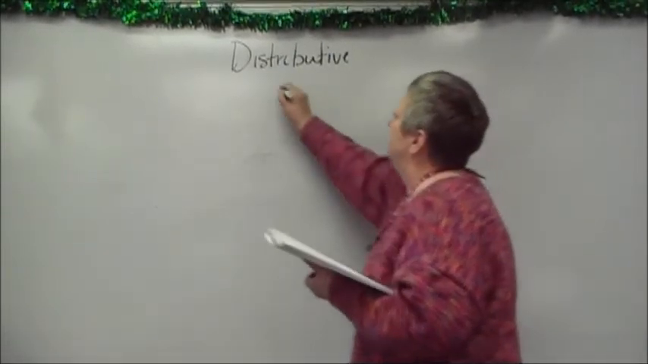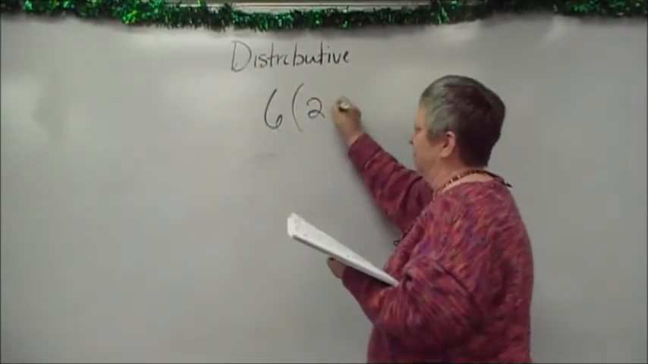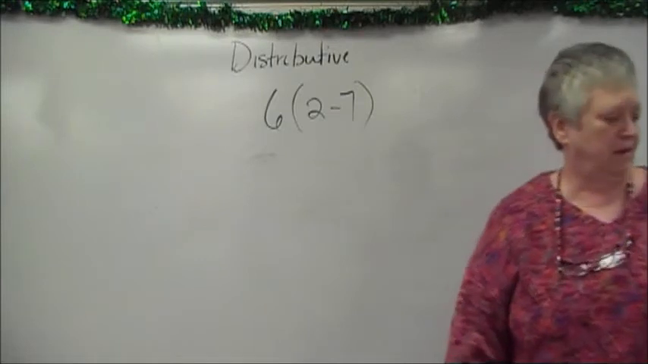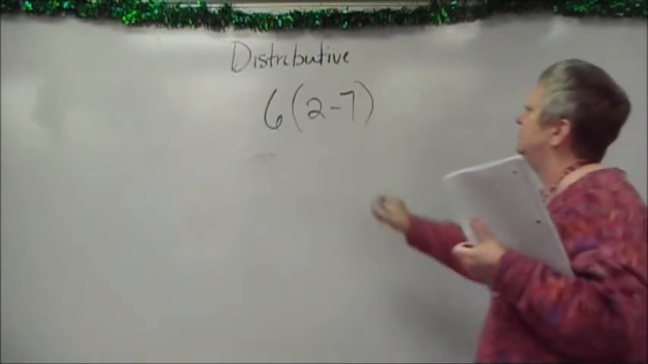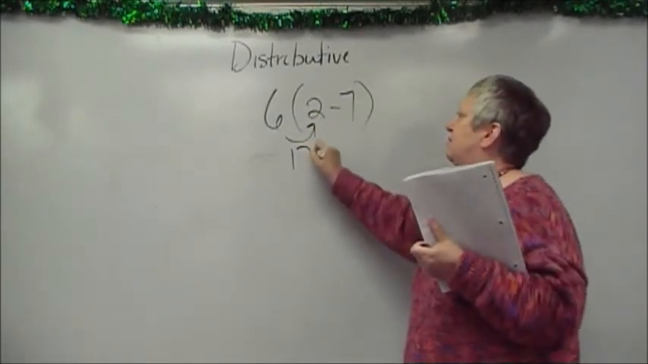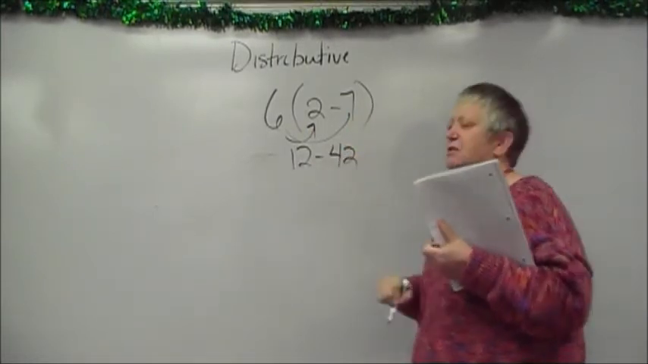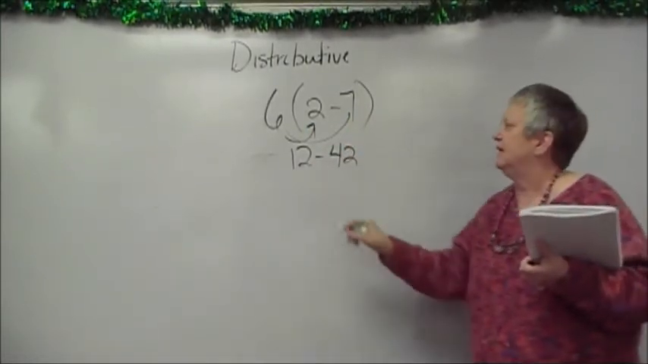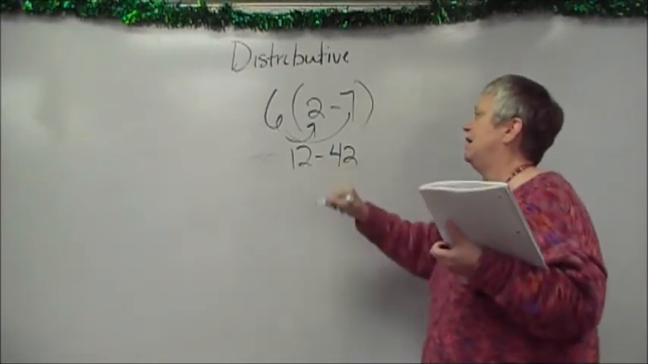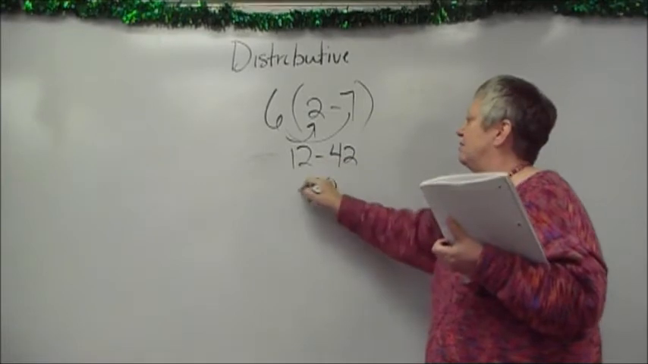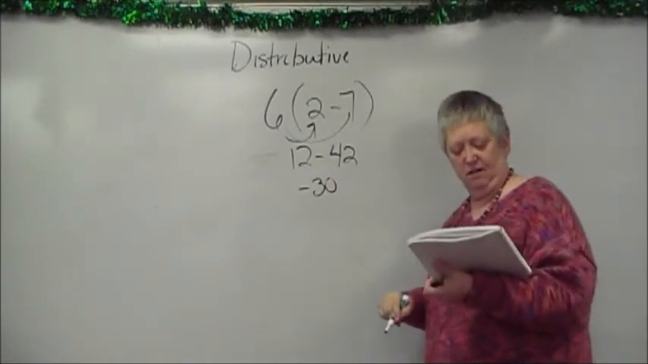So I've got 6 times 2 minus 7. What would be that answer? 6 times 2, right? That's 12. 6 times 7 is 42. Got to subtract those. So you're looking at 42 minus 12, which is 30. Because you're minusing the bigger number, it's going to be a negative 30.